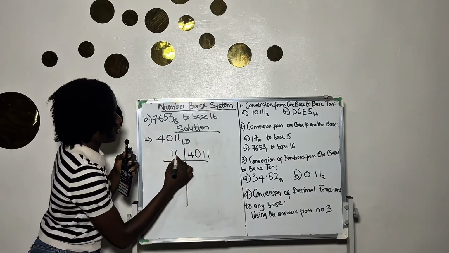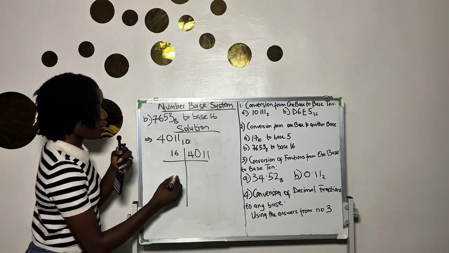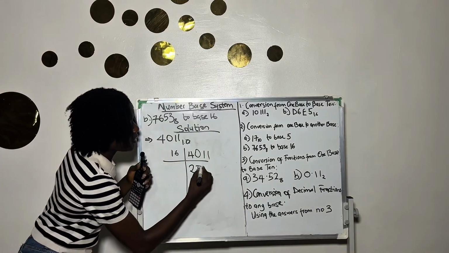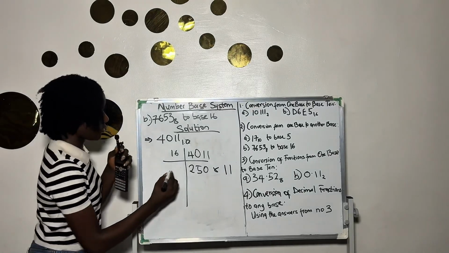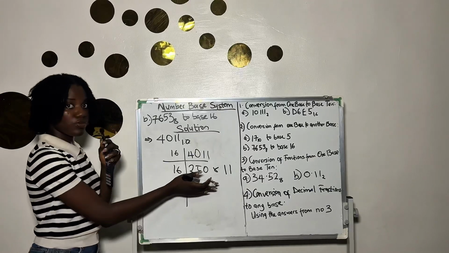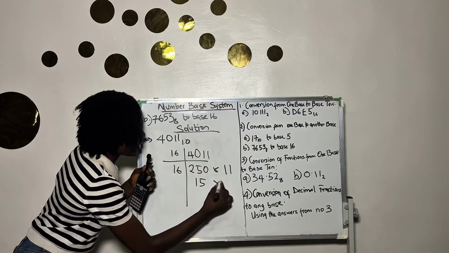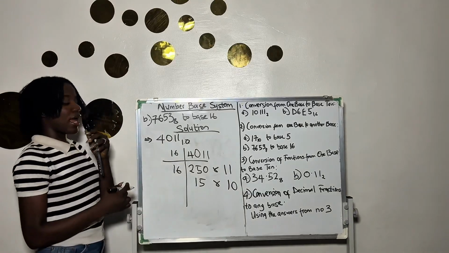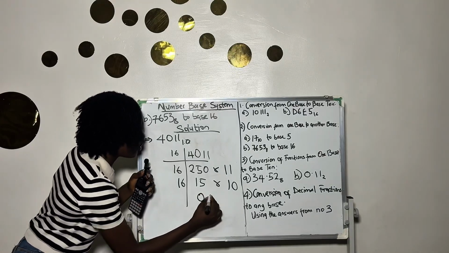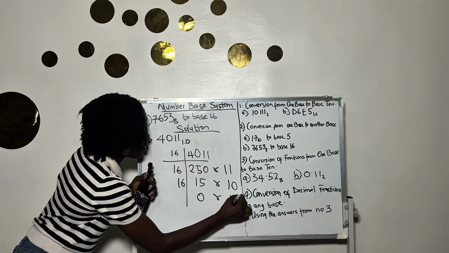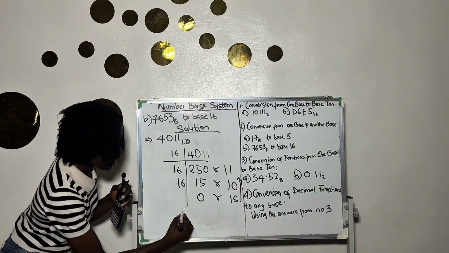16 divided by 4011, we have 250, remainder 11. 16 divided by 250, we have 15, remainder 10. And 16 divided by 15, it cannot go, so we have 0, remainder 15. We're counting upwards. So we know that 15 is what?